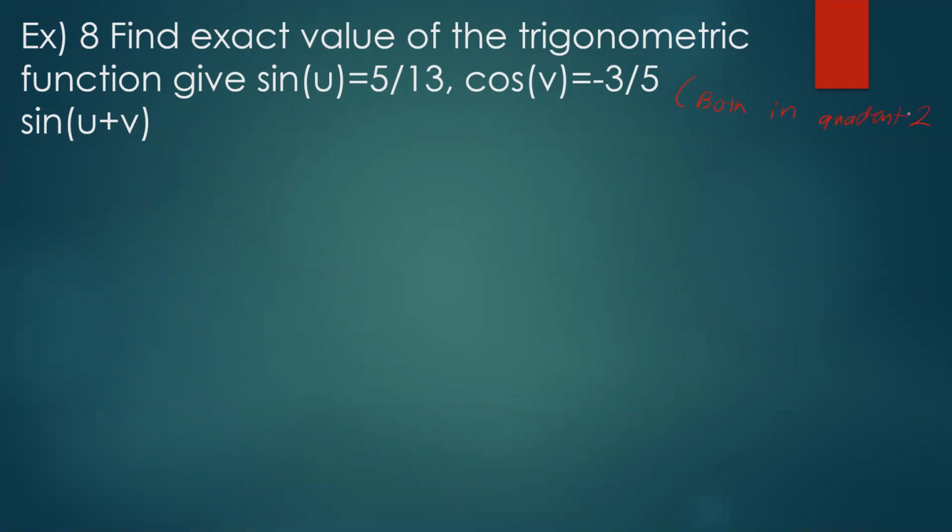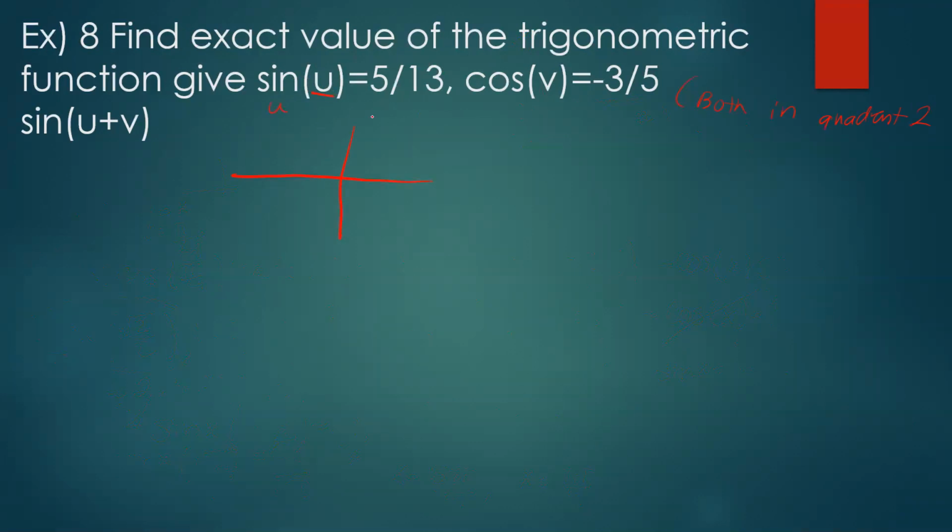Quadrant 2. So that's extremely helpful. I mean, that's a big clue how to do this. So what I would do is draw a triangle for both letters, for both u and v. So let me draw the triangle just for u. So this is for u.